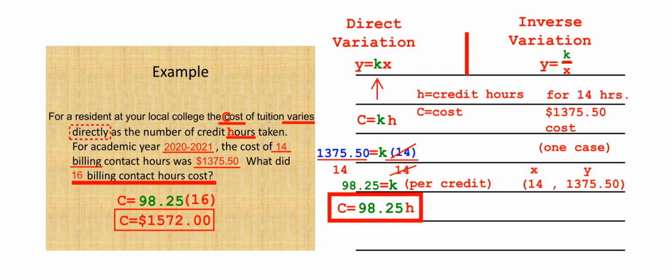So we found the equation, and we also found a specific case when we take 16 credit hours. In this case, we went through and used direct variation as our example. So for 16 credit hours, the cost will be $1,572. Remember, if you have financial aid, keep the financial aid. It's helping you out a lot.